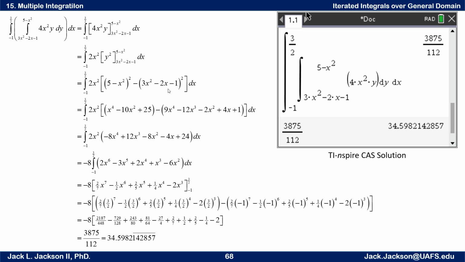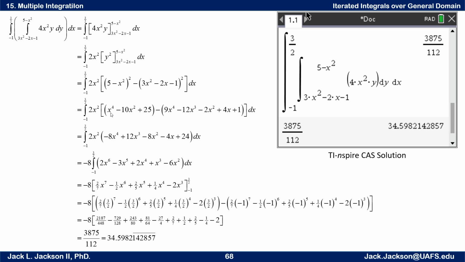You can square this one out by doing long multiplication, 3x squared minus 2x minus 1, put 3x squared minus 2x minus 1 on the bottom, multiply the -1 times each, the -2 times each, the 3x squared by each, and then add up like terms. You'll get 9x to the 4th minus 12x cubed minus 2x squared plus 4x plus 1. The minus is from the fundamental theorem of calculus there.